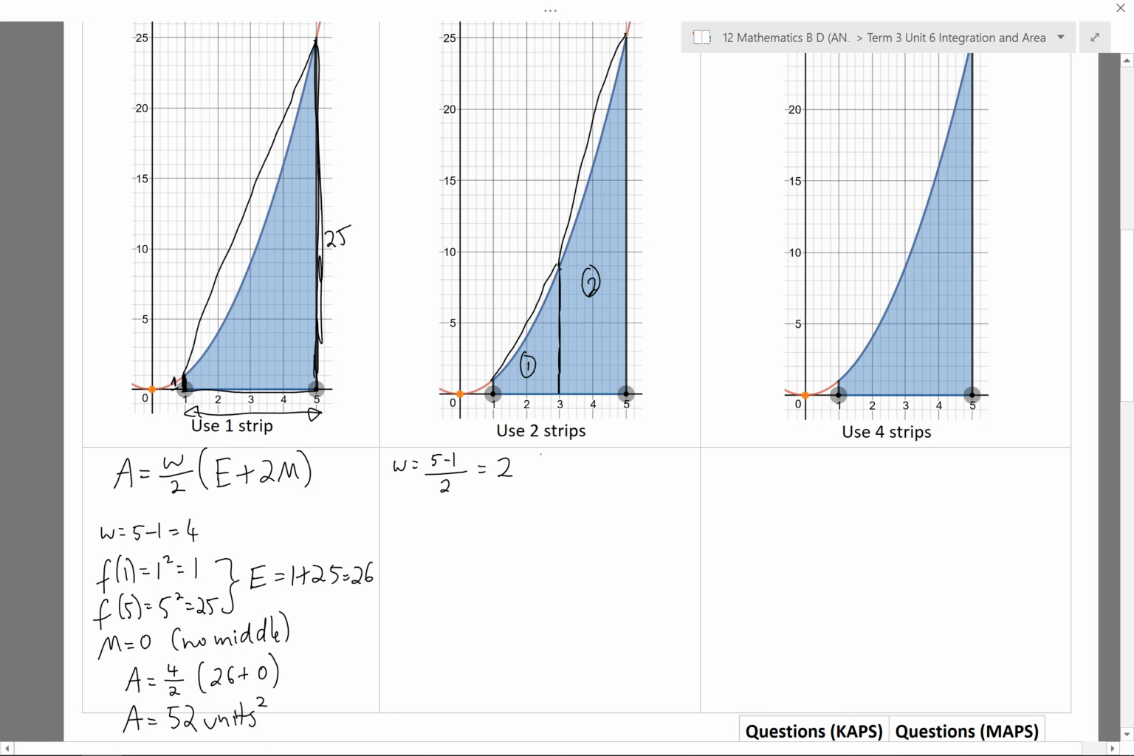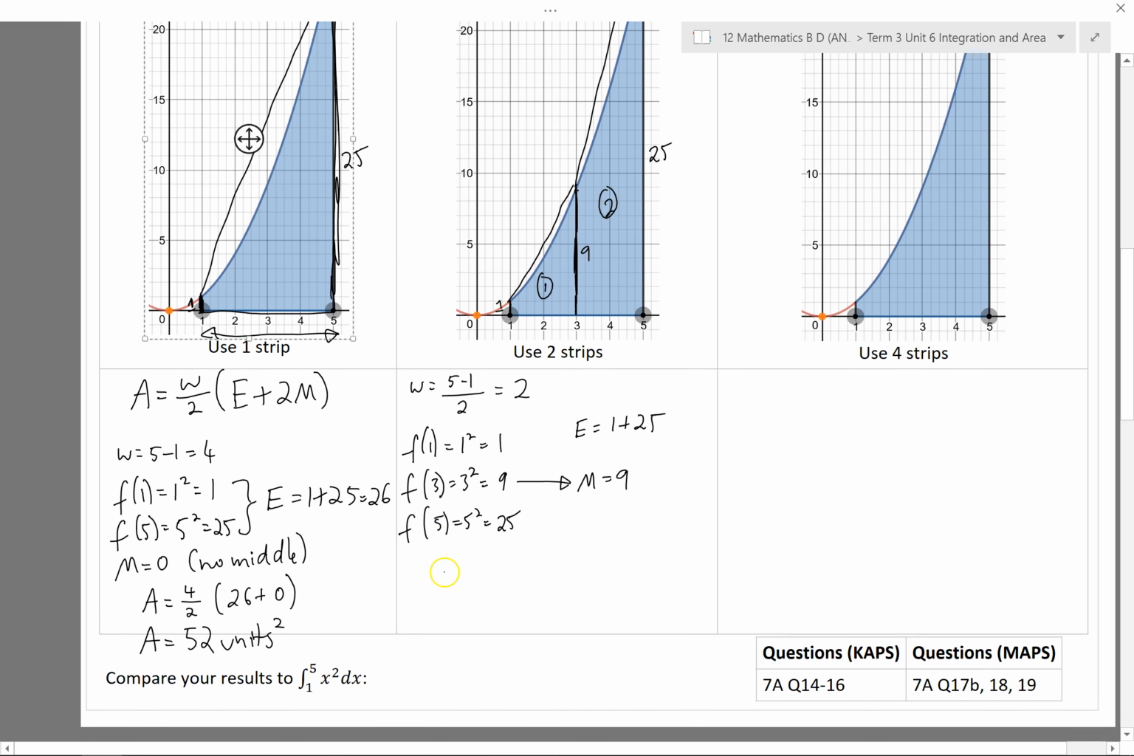To find my E and M values, I'm still going to need to know what these 3 heights are. So I need to know what f of 1 is, I need to know what f of 3 is, and I need to know what f of 5 is. So if I wanted to, I could mark these on. This is 1, this is 9, this is 25. So my E value is just the endpoints, 1 plus 25, and this is my M, my middle point.